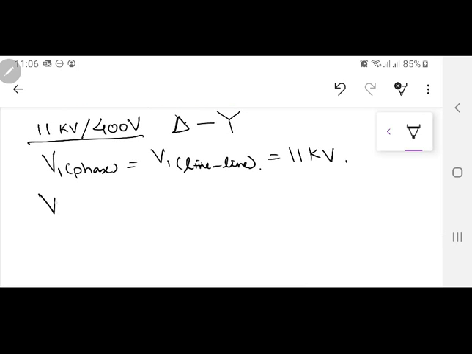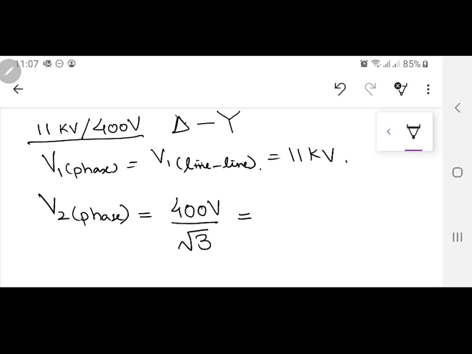Now when we are talking about the second side, V2, remember I told you one subscript is for the high voltage side and the second subscript is for the low voltage side. There is no concept of primary and secondary winding. We only use the words low voltage and high voltage winding. So when I want to find out V2 phase, this will be equal to 400 volts divided by root 3.